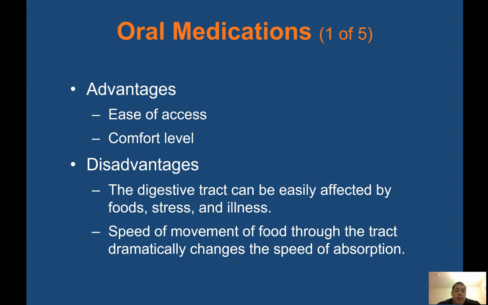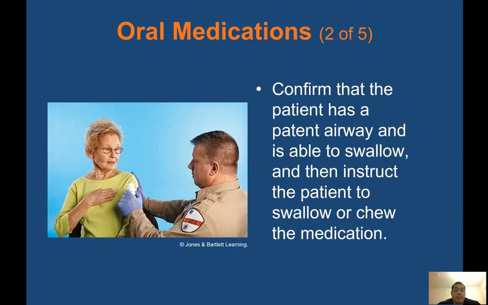So oral medications. Advantages: ease of access, comfort level. Disadvantages: the digestive tract can be easily affected by food, stress, and illness. Speed of movement through the tract dramatically changes the speed of absorption. Confirm that the patient has a patent airway and is able to swallow, and then instruct the patient to swallow or chew the medication. So if you're going to give somebody a medication orally, they have to have a patent airway. They have to be able to protect their own airway. If the patient's altered or unconscious, you're probably not going to give a medication orally, because they're probably going to aspirate, and it's going to make the problem even worse.